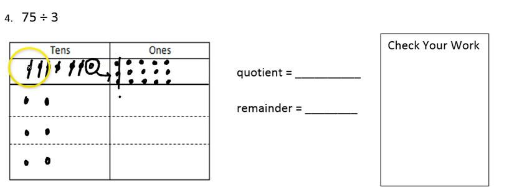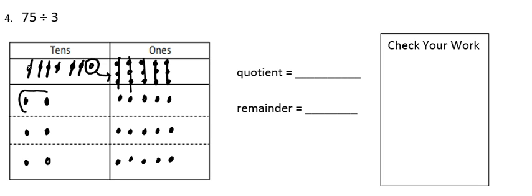I'm going to do a little bit faster here. I can see the way I drew my discs that there are 3 in each group. So I'm going to speed the process up a little bit, moving 3 down below each time, and I've used all of my discs. My quotient is 1 group.